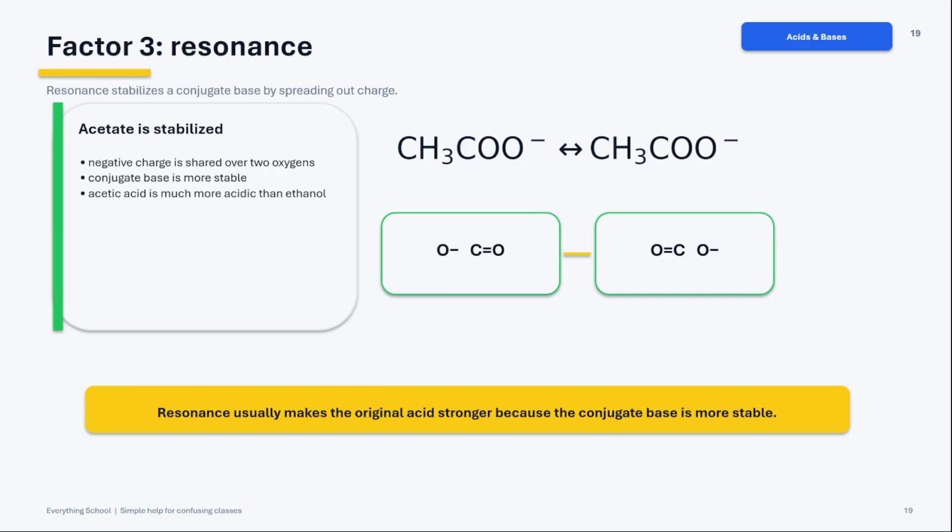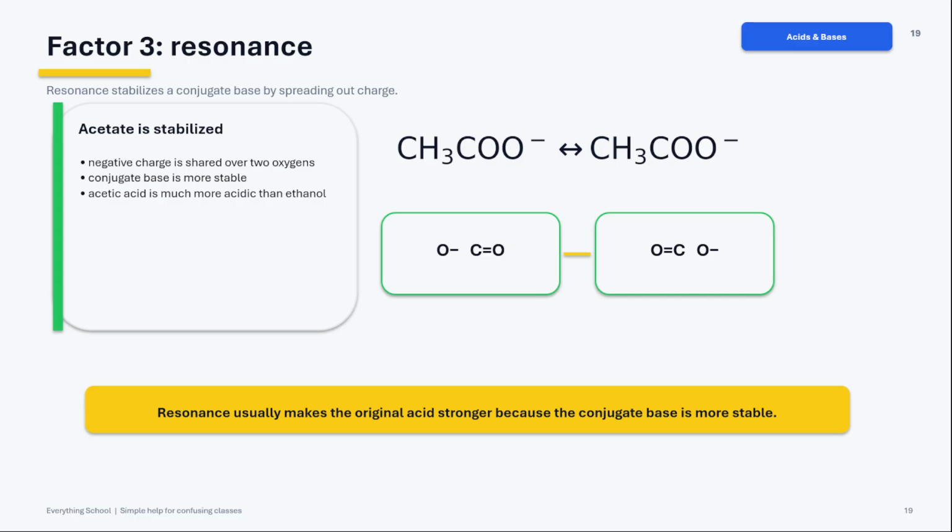Slide 19. Factor 3, resonance. Resonance stabilizes a conjugate base by spreading out charge. The slide focuses on acetate. Acetate is stabilized because the negative charge is shared over 2 oxygens. That makes the conjugate base more stable, which is why acetic acid is much more acidic than ethanol.